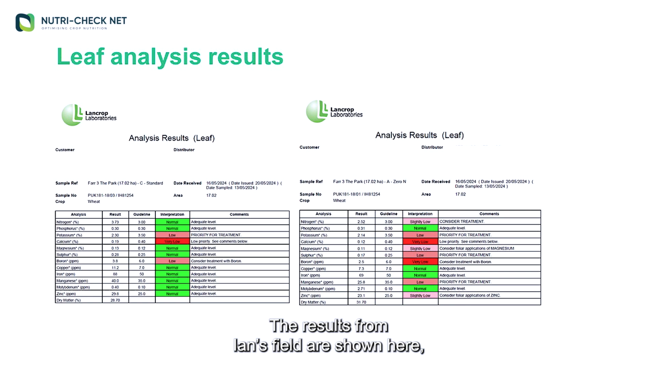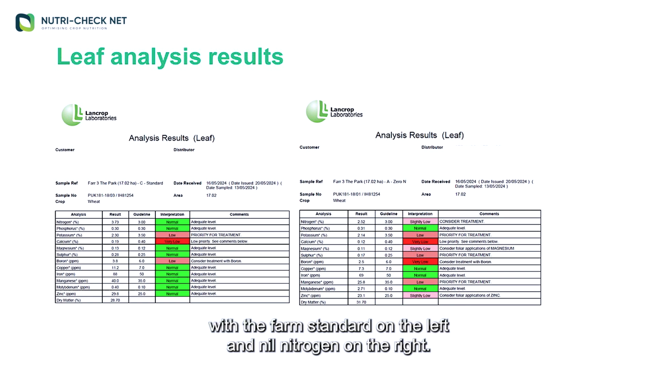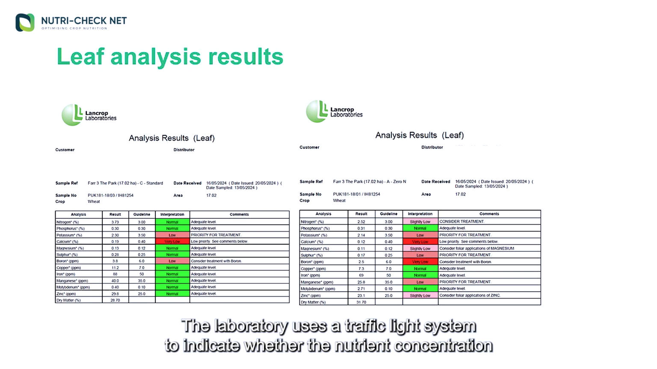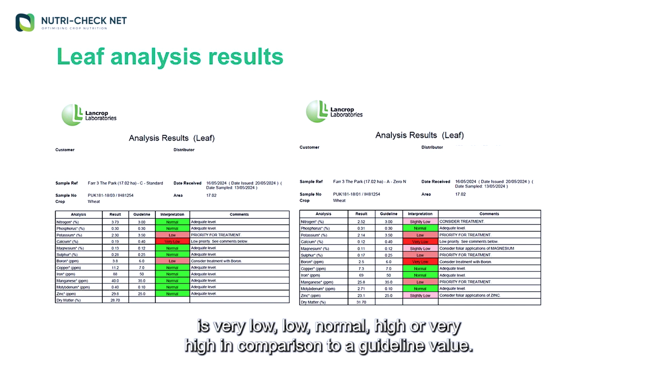The results from Ian's field are shown here with the farm standard on the left and the nil nitrogen on the right. The laboratory uses a traffic light system to indicate whether the nutrient concentration is very low, low, normal, high or very high in comparison to a guideline value.